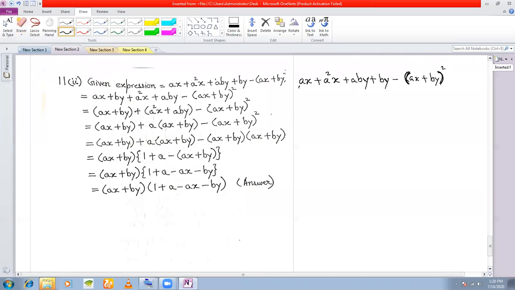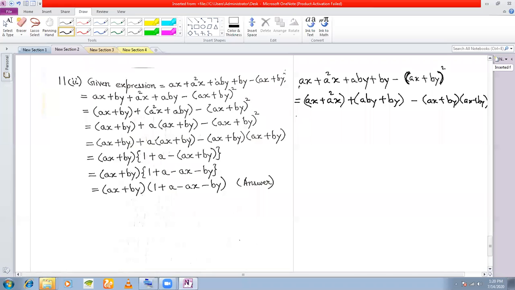Okay. So let us group the first and the second together. So I have ax plus a square x, first and the second, and then I group the third and the fourth. And I keep this as it is. Or let me write ax plus by as ax plus by into ax plus by.